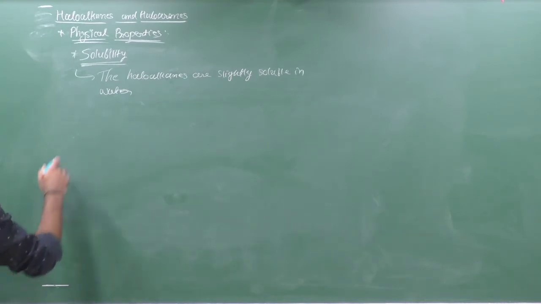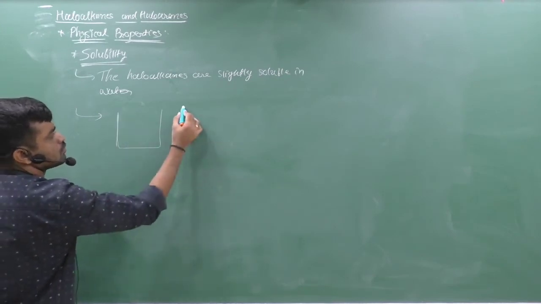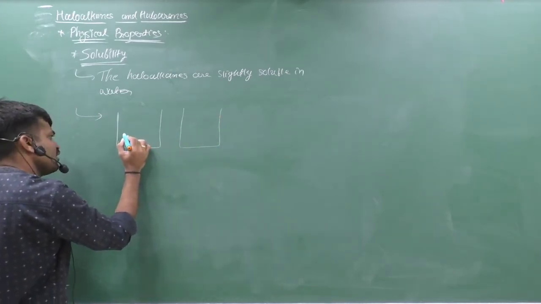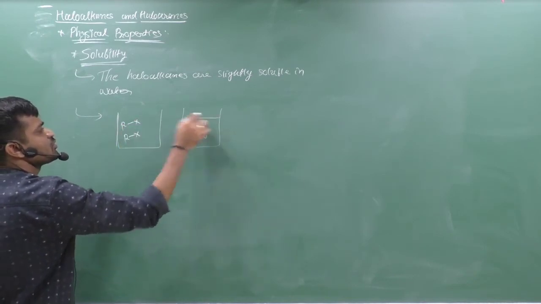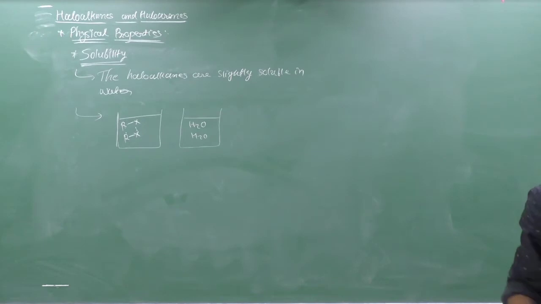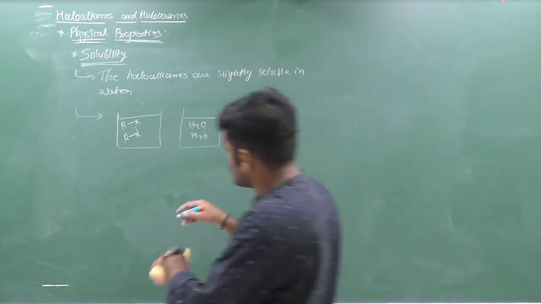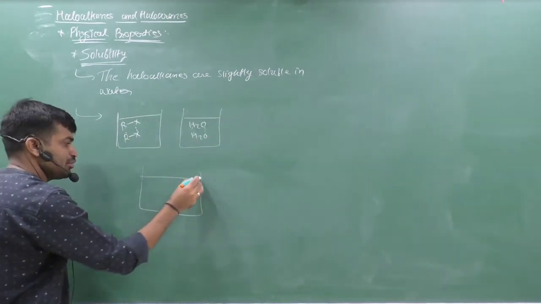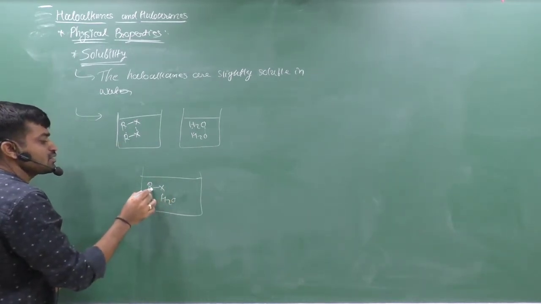Why? The reason is like that. If we have haloalkanes and water, suppose here we have haloalkane RX, and here we have water. We know that these molecules are attracted towards each other, and these molecules are also attracted towards each other by hydrogen bonding. Clear? Now if we mix these two, RX and H2O, they dissolve when interactions occur between the water and RX.